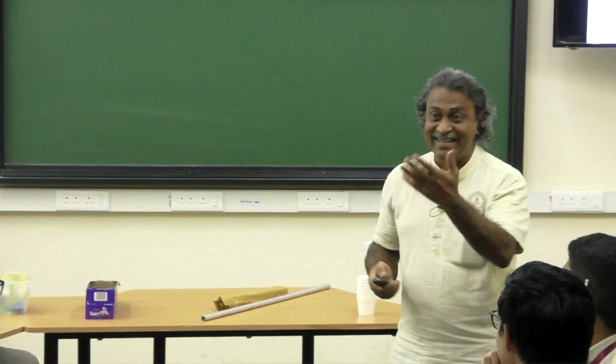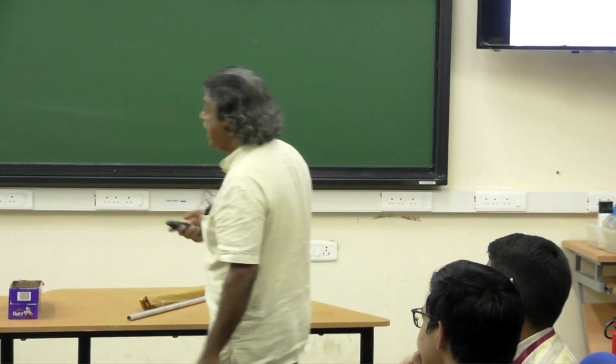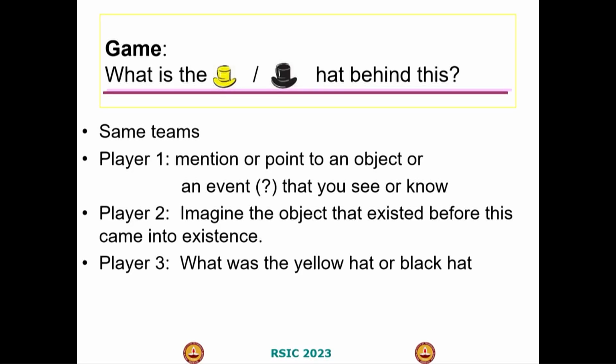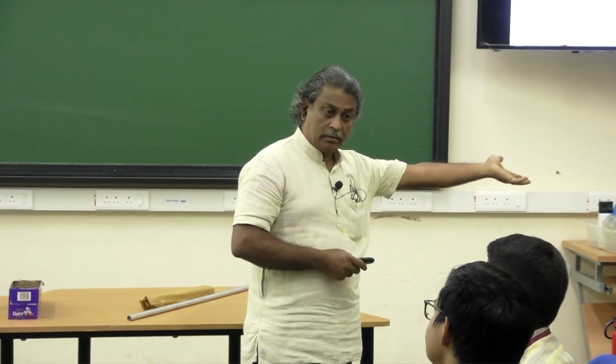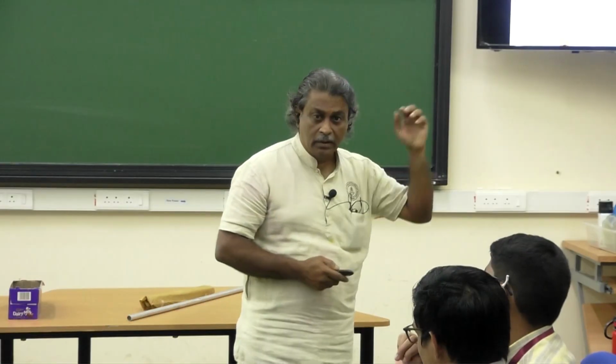That's what I tried initially, right? Player 3 will ask what was the yellow or black hat about it. Yellow hat could be the current one, black hat could be the previous one. Okay. Did you understand this game? Yeah. The last one is what was the yellow hat or black hat that led to the current one.